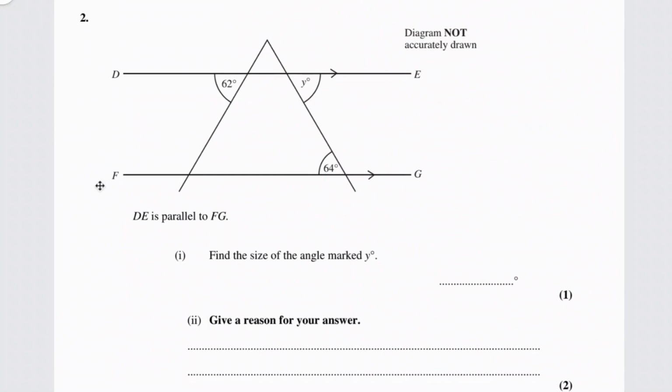Okay, question 2. When I do these, straight away I look at them and think, right, this angle here and this angle are the same. Those two are alternate to each other. So angle Y is 64 degrees, and because it's alternate, the angles are equal.